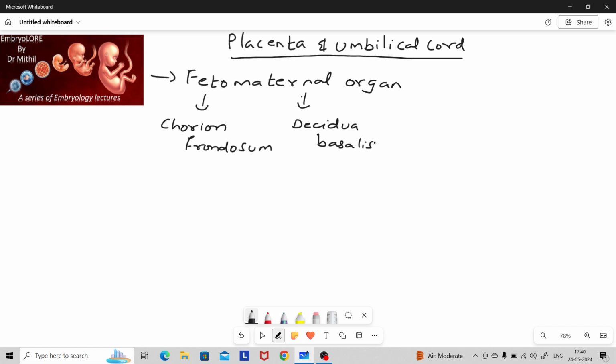Now coming to the structural components of the placenta. The fetal component consists of the amnion, extra embryonic mesoderm, chorion, and then the chorionic villi. Whereas the maternal component, as we have discussed, is the decidua basalis, septa, and the blood vessels.